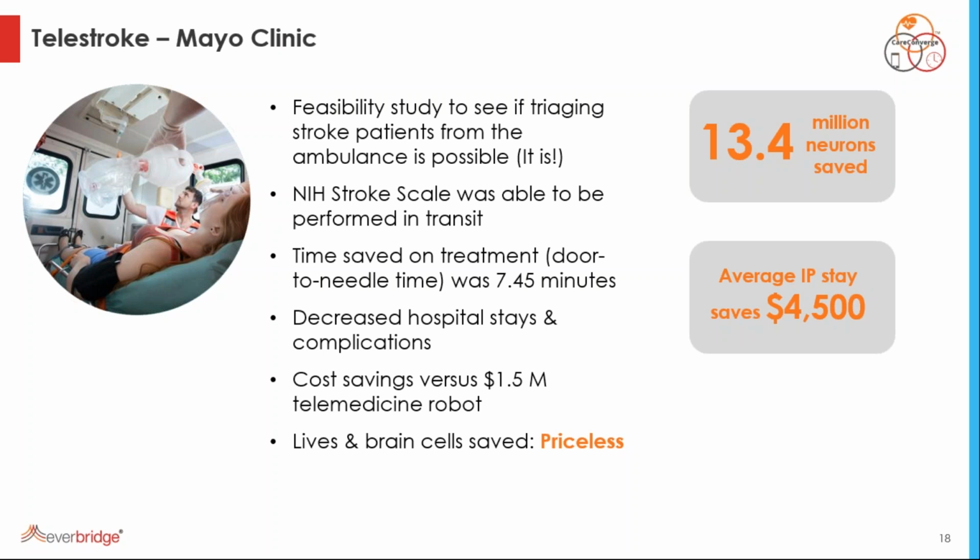Because of the early intervention and treatment and triage, we decreased hospital length of stay and decreased complications for the patient. In one case, we were able to save a patient who had a hemorrhagic CVA, a hemorrhagic stroke, 13 days in the ICU, which adds up to tons of money for the hospital system.